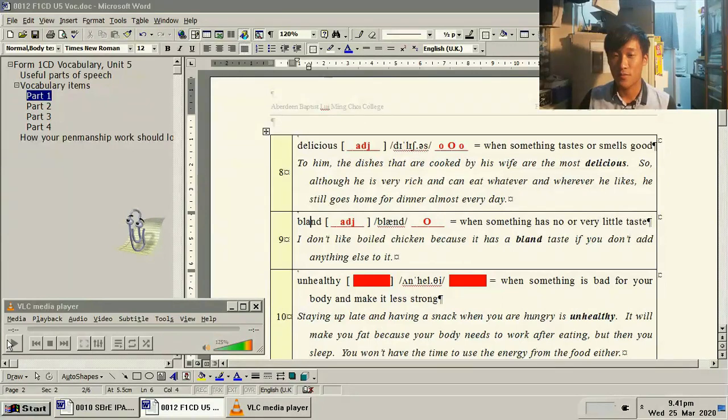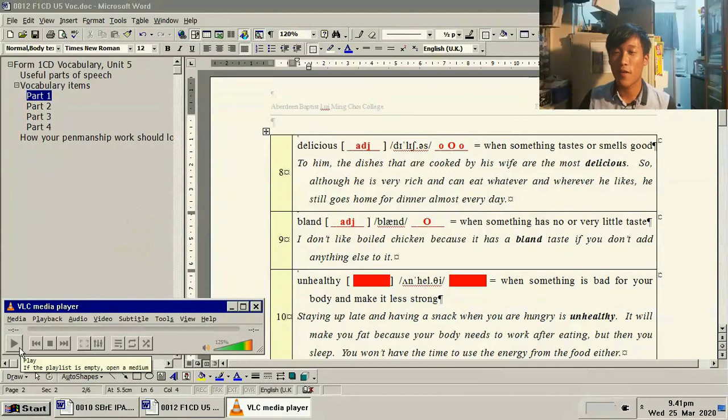Bland. When something has no or very little taste. I don't like boiled chicken because it has a bland taste, if you don't add anything else to it.